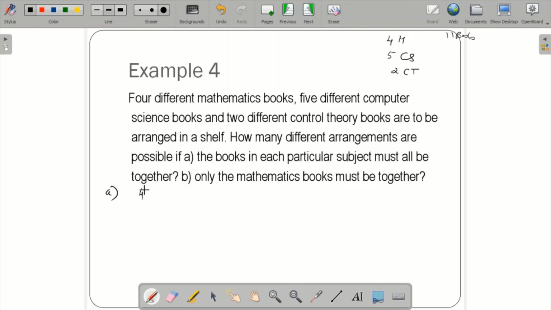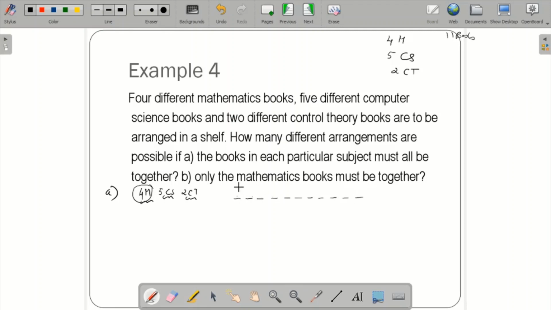That means the 4 maths books should be together, the 5 CS books should be together, and the 2 CT books too should be together. In between you cannot get books of another subject. Let us consider the books as positions 1, 2, 3, up to 11, so there are 11 positions on the shelf.